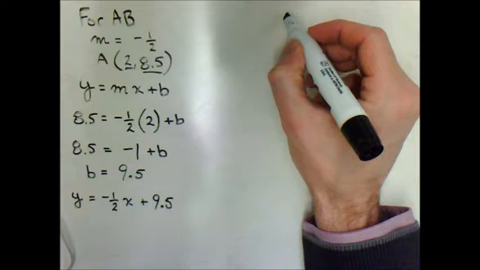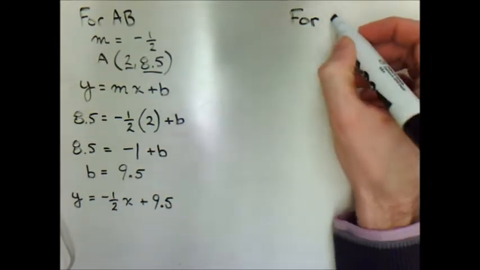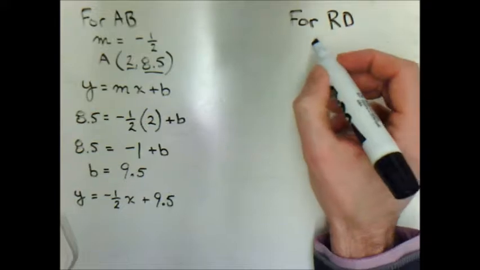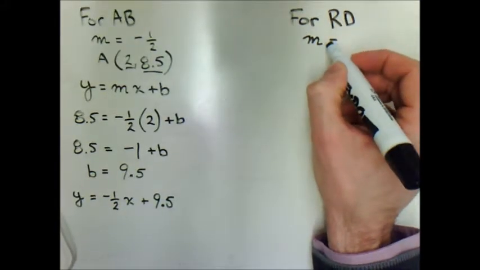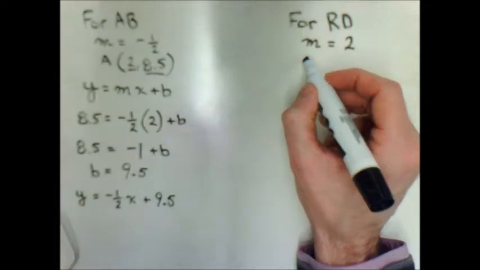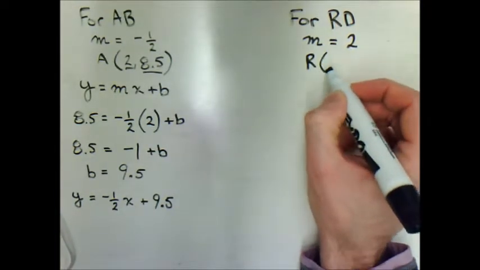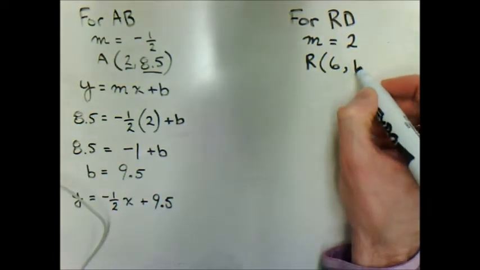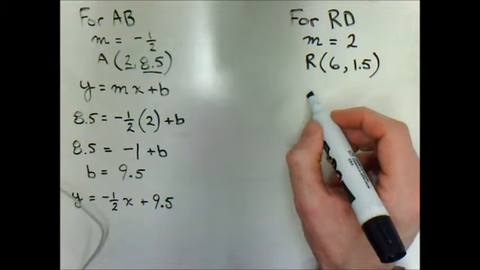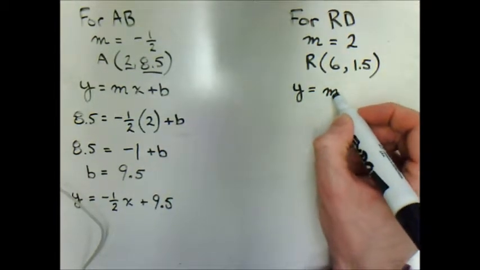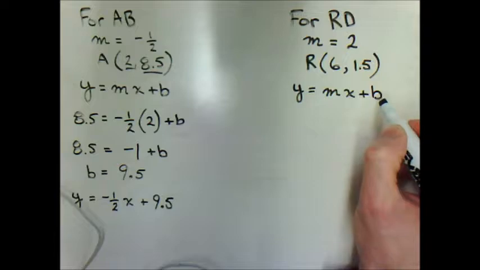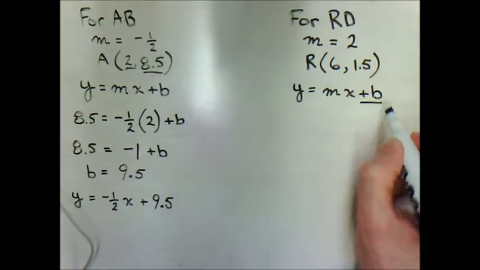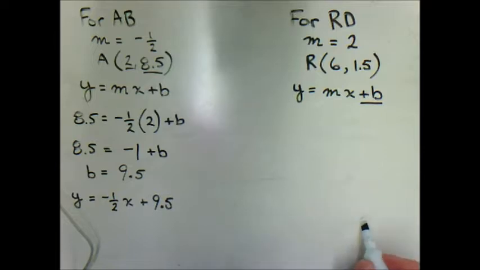So I'm going to give you the opportunity to do the exact same steps to find the equation of the line RD. You know the slope equals 2, and you know the point R, which is on RD, is given to us as (6, 1.5). Your job is to sub those points into the standard equation, y equals mx plus b, solve for b, and then down at the bottom you should have the equation for the line that represents the road that they're planning to build, the new road. Go ahead.